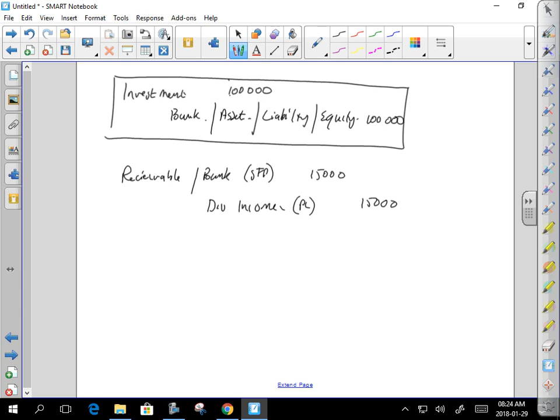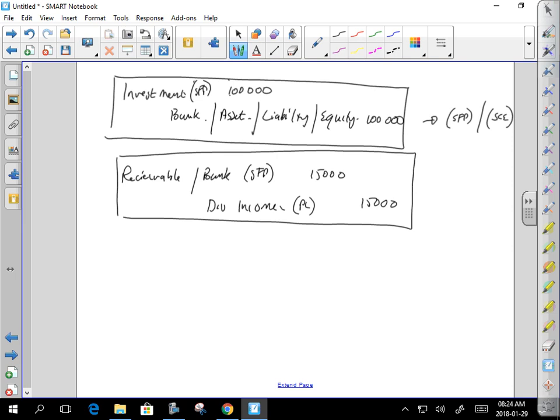Okay, so this here would have been obviously SFP because it's an asset. Obviously, this here would have been SFP if it's an asset or a liability, or it would have been SCE if it's the statement of changes in equity. Okay. All right, so just don't forget that you always have to do that in CTA.